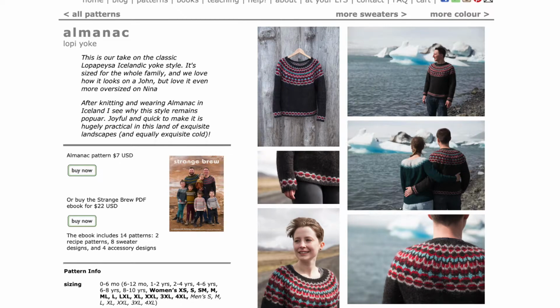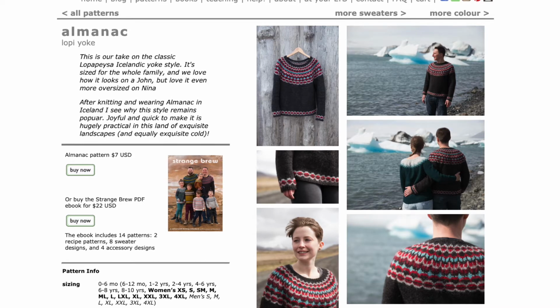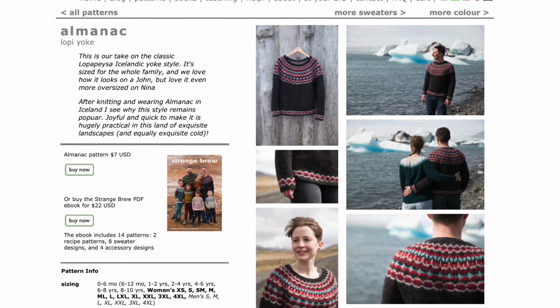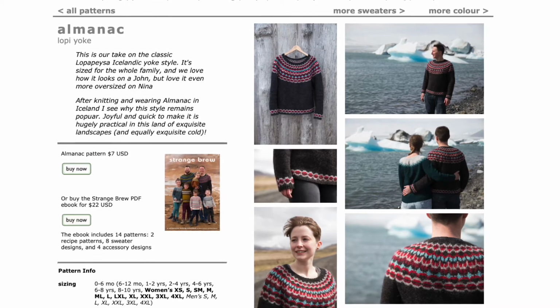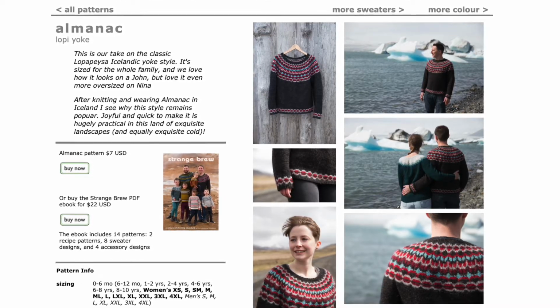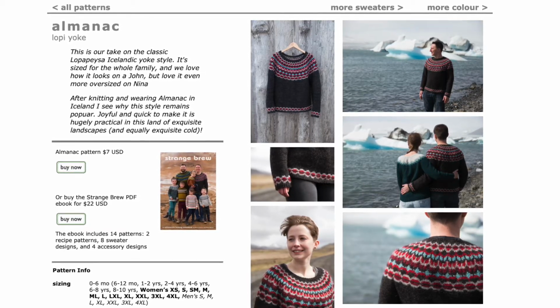So to apply these 3 principles, let's look at a few different patterns. This is Almanac by Tin Can Knits. Now it's worked in the round. It's a Fair Isle yoke. So we know with a Fair Isle yoke, we really want some stitch definition. We want to see the colors and the changes in that yoke. So we know from our 3 rules, stitch definition is probably going to be important for this pattern.